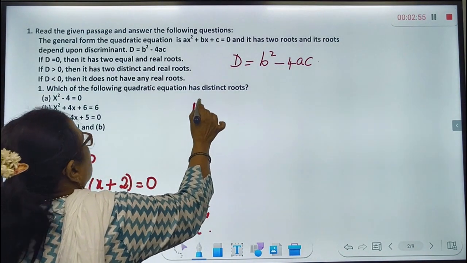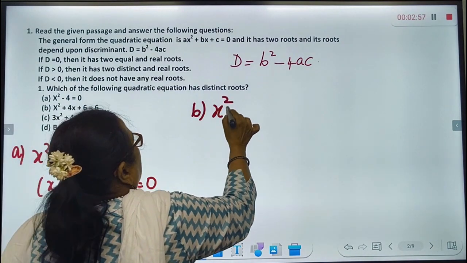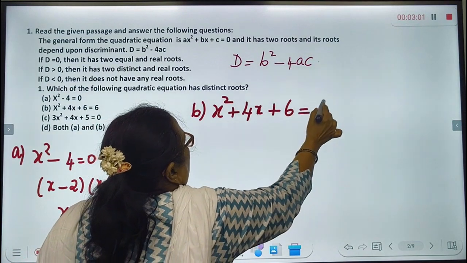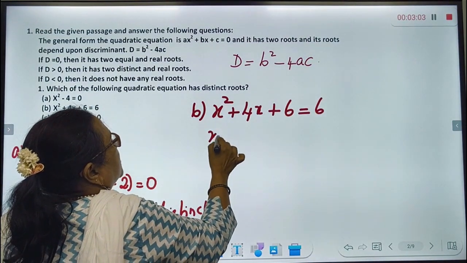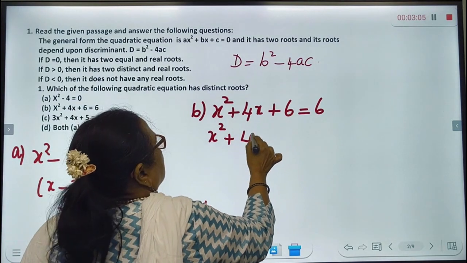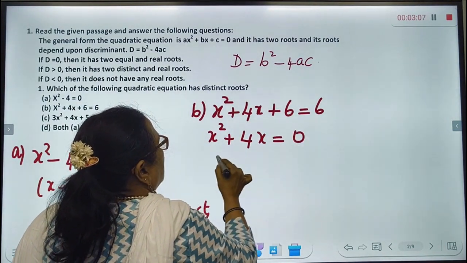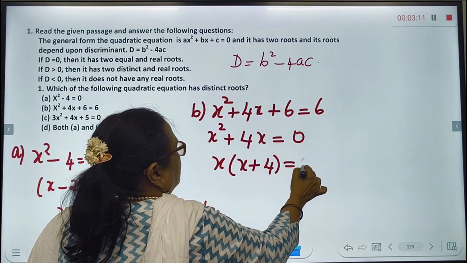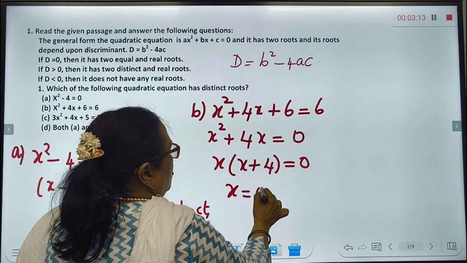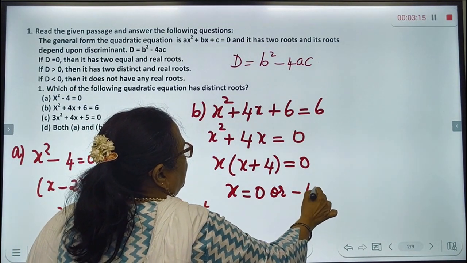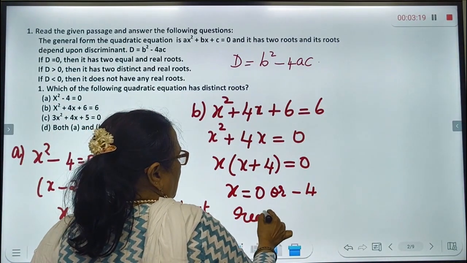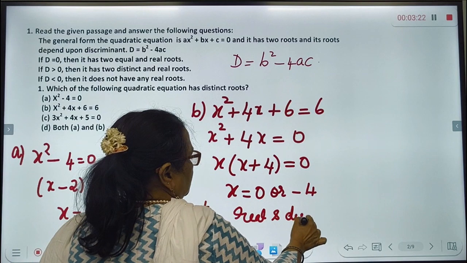What will we have in the case of B subdivision? x square plus 4x plus 6 equal to 6. So x square plus 4x is equal to 0. So x into x plus 4 equal to 0. So x is 0 or minus 4. So again, real and distinct.